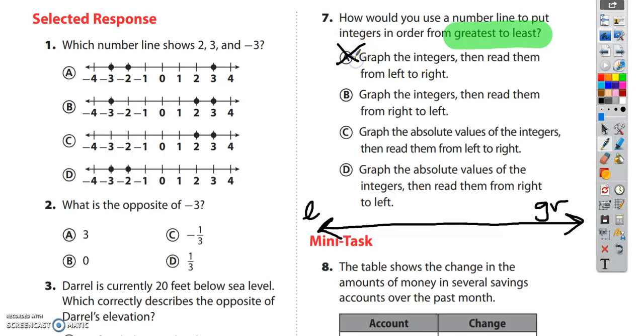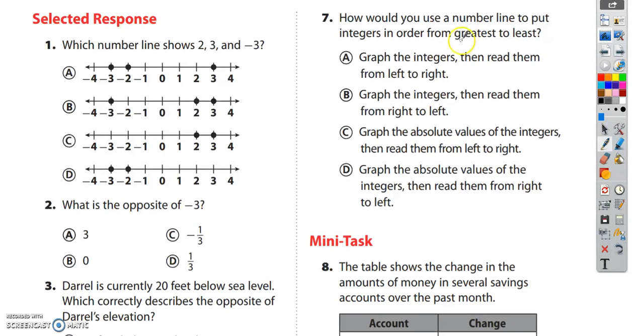Nope, that would be least to greatest. B, we're going to graph the integers, then read them from right to left. That's going to be the right answer. Question C says to graph the absolute values. There's no reason why we do that. Question D says graph the absolute values. There's no reason we would do that. The answer is B. Graph the integers, and then read them from right to left, which seems a little backwards, but that's because they asked us to list them from greatest to least.